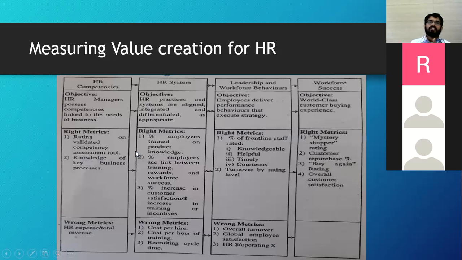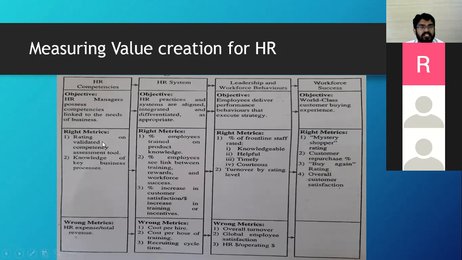Now let's understand measuring value creation for HR. First is HR competencies, then HR systems, then leadership and workforce behaviors, and workforce success. How do we measure each function? What is the objective of HR competencies? HR managers possess competencies linked to the needs of the business. The objective is to find out whether the HRs have the competencies to achieve the goals of the organization.